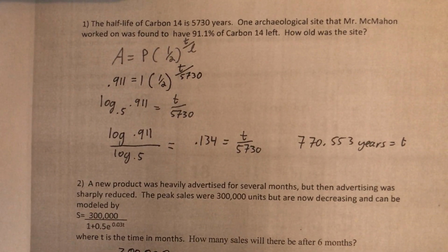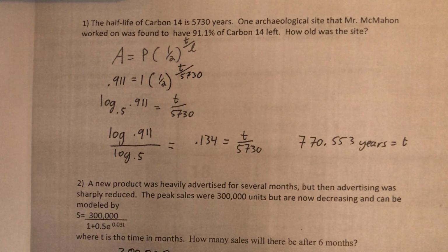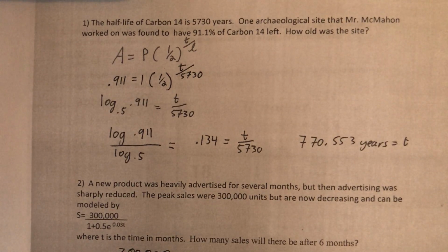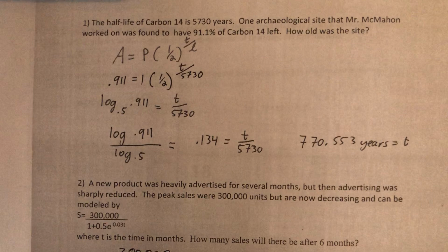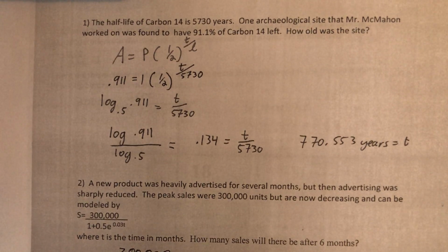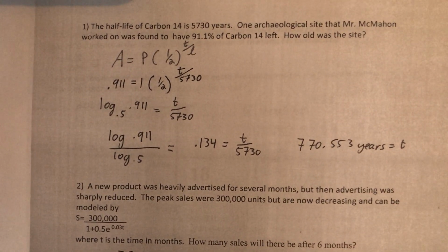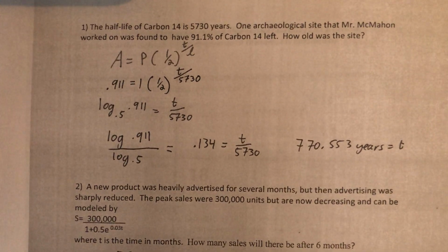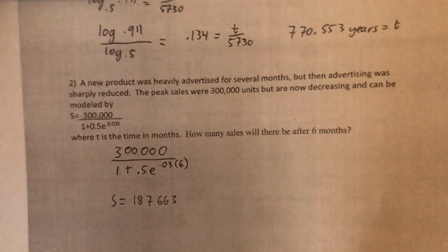So the log base 0.5 of 0.911 equals t divided by 5,730. We're going to take the log of 0.911 divided by the log of 0.5. Make sure you close parentheses after the 0.911. And we get 0.134 equals t divided by 5,730. Cross multiply. And the archaeology site is about 770 years old, which was about what we thought just by what we'd found on that case.